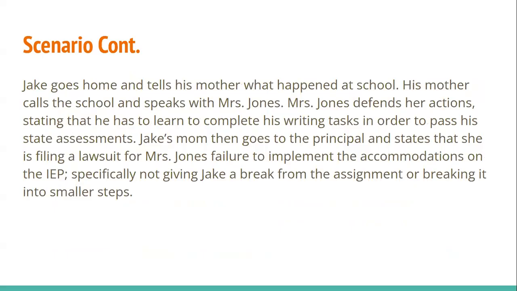That afternoon, Jake goes home and he tells his mom what happened at school. His mom is angry and she calls the school and asks to speak with his teacher, Mrs. Jones. She defends her actions and she tells the mom that he has to learn to complete these kinds of tasks independently because he's going to have to take the state assessments just like all of the other students are, and that she can't offer him those kinds of supports like she has been the whole year because he needs to be able to do it on his own.